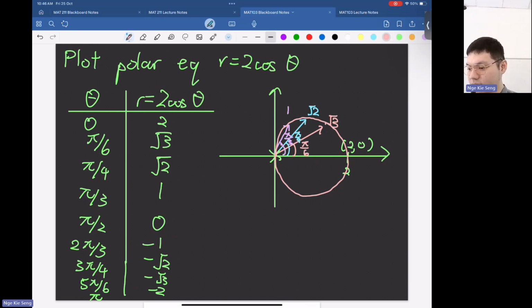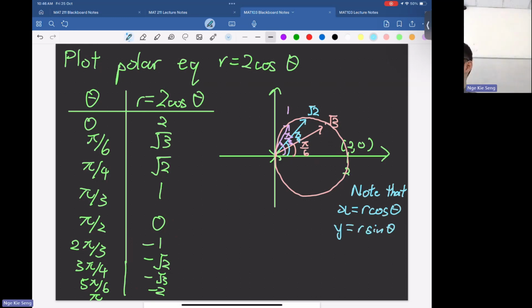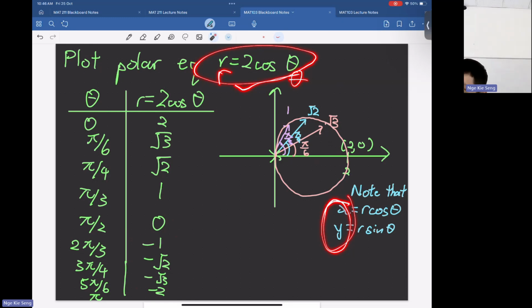Why do you want to do that? You need to remember how we go from xy to r theta. There's a formula: x equals r cos theta and y equals r sine theta. You have to remember this. This is how you go back and forth between xy and r theta. But in this case, we only know this function using r and theta. How do you turn it into xy variables?